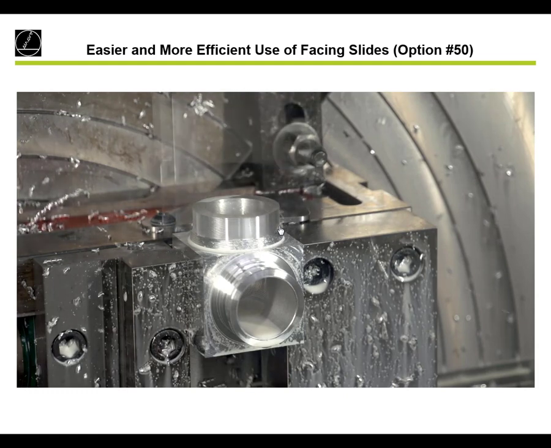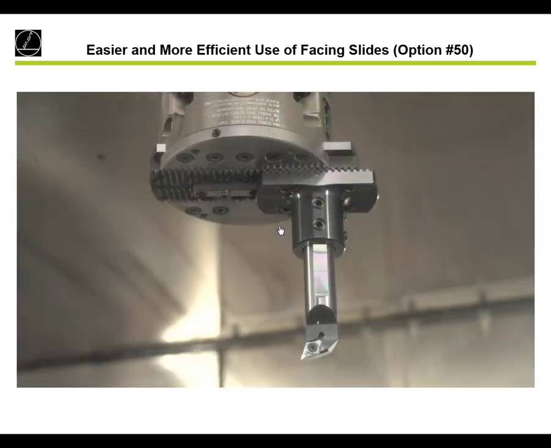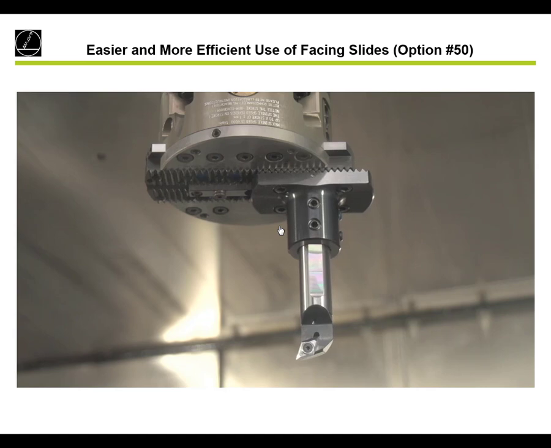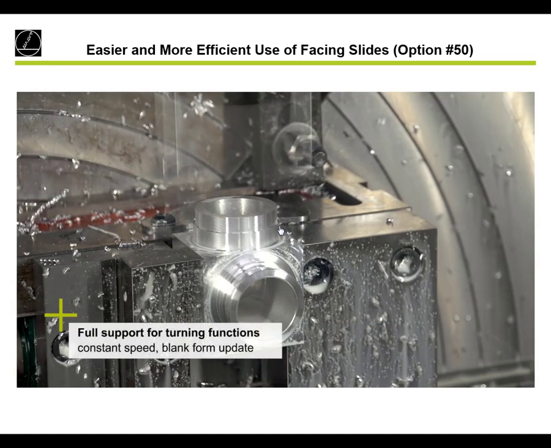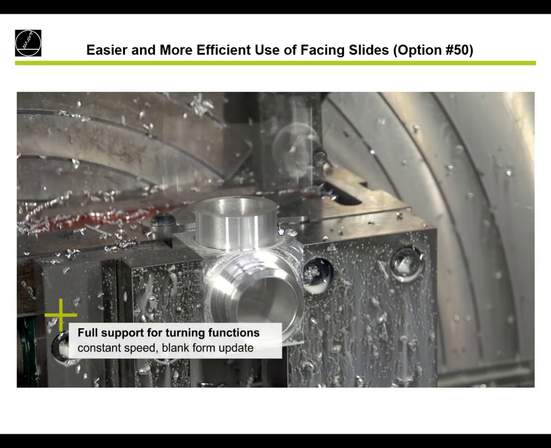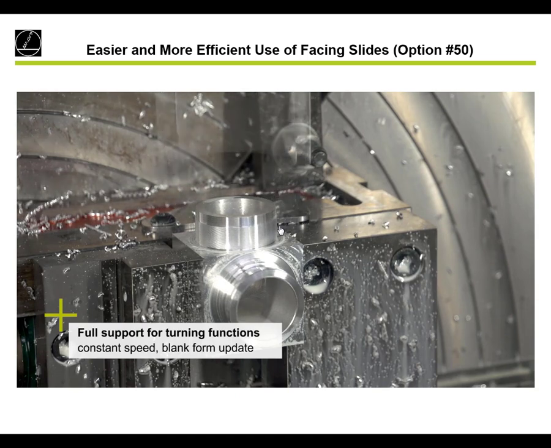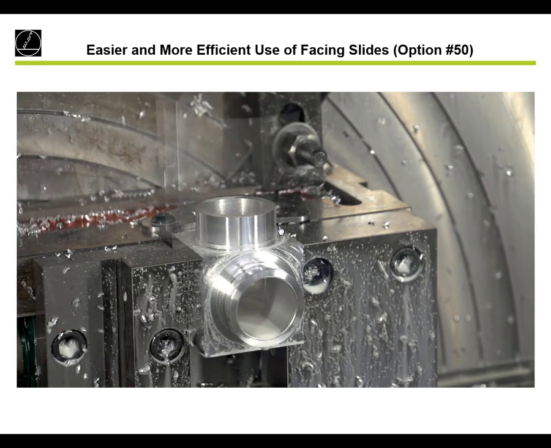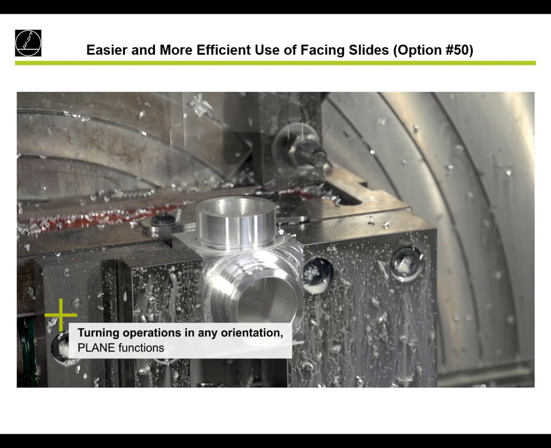By movement of the Z-axis and the U-axis, I get the turning contour. And I can use all the turning cycles. I can use the blank form update. I can use back cuts and everything. I just program a simple turning operation.